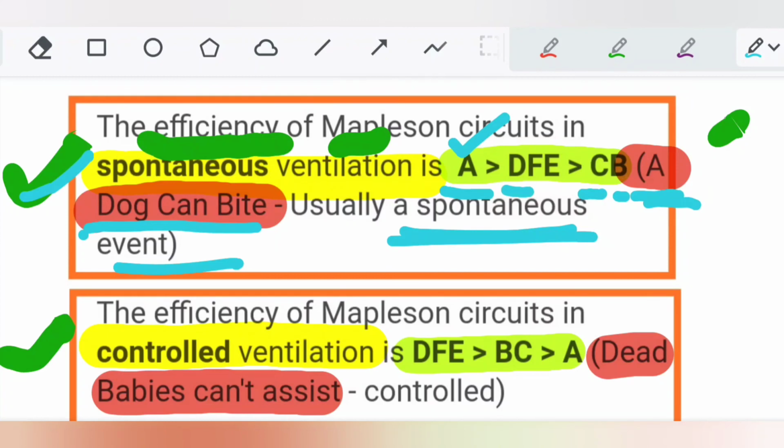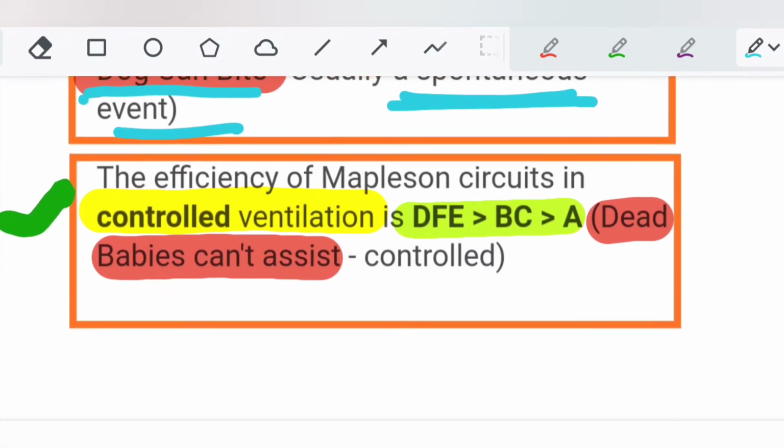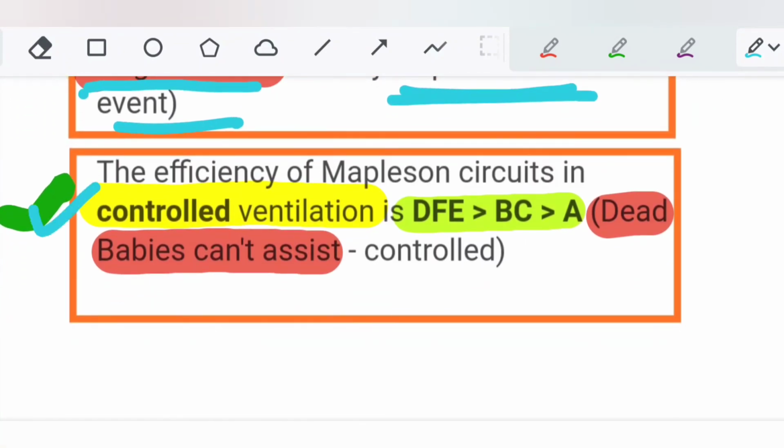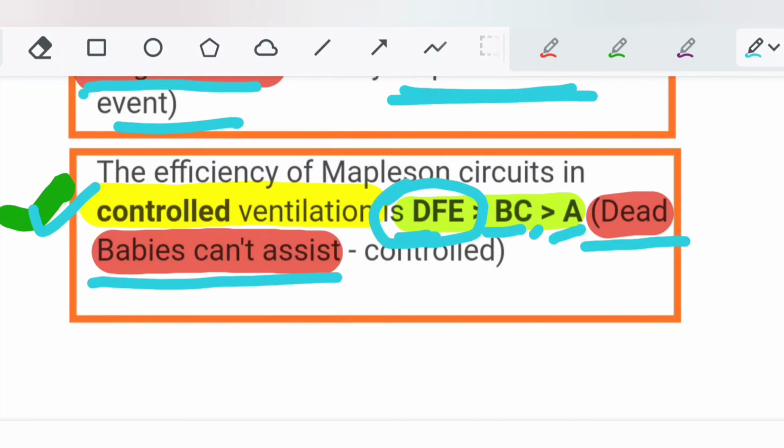A for A dog can bite. So A dog can bite is for spontaneous ventilation. And for controlled ventilation: Dead babies can't assist. D for Dead babies can't assist. So D, F, E are again clubbed together here also. So Dead babies can't assist is for controlled ventilation.